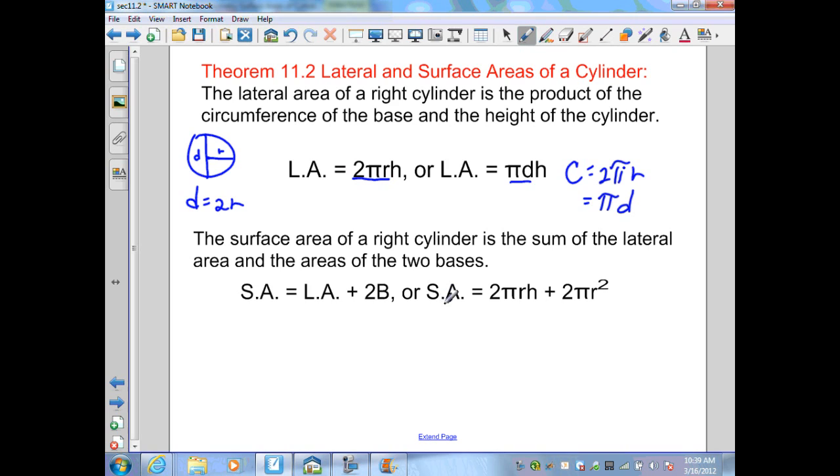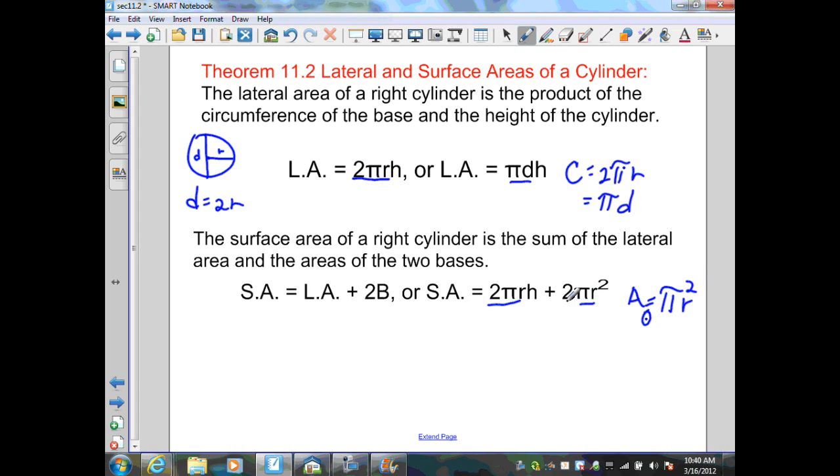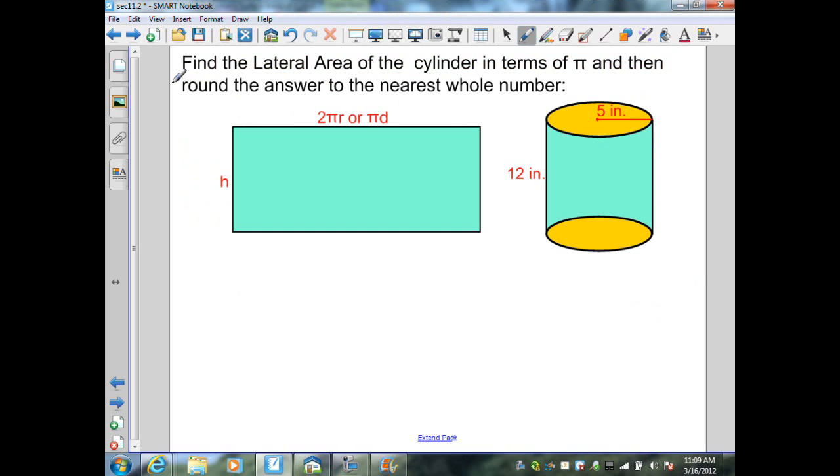Or also, the surface area is equal to 2 pi rh, the circumference times the height, which is our lateral area, plus pi r squared, the area of a circle, and I multiply that by 2 because I have two bases, which are two circles. In this example, they want us to find the lateral area of the cylinder in terms of pi, and then round the answer to the nearest whole number.